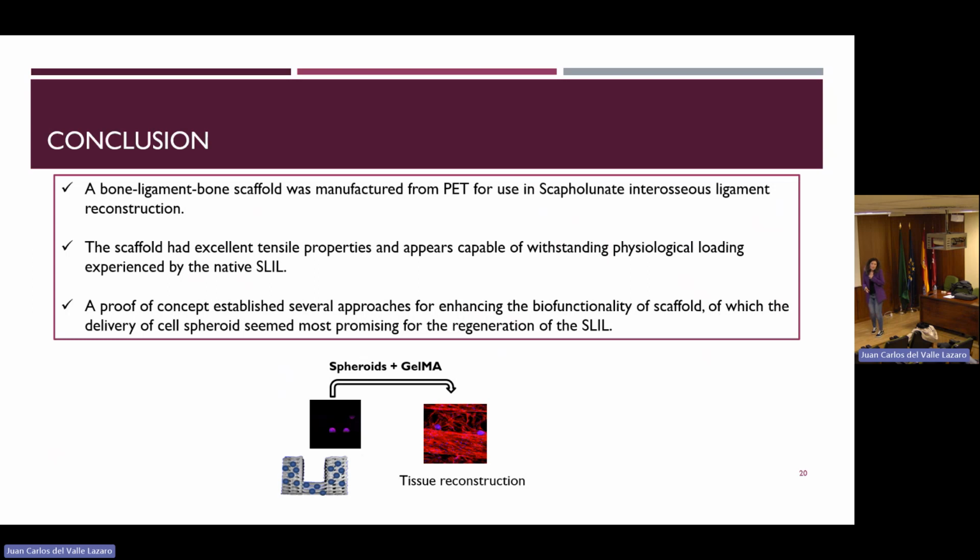Now that we've been speaking a lot about this concrete case, I just want to show you as a conclusion that this UV-safe scaffold for the bone-ligament-bone, manufactured with PET, was interesting for the reconstruction of this ligament, and it has interesting mechanical properties. And with the inclusion of the spheroids, we created a construct that has a lot of potential to recover this tissue.